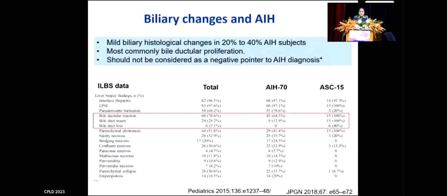Then going to the biliary changes. The biliary changes again are not classical or isolated to overlap syndrome. These are two very good studies which have shown that mild biliary histological changes ranging from ductular proliferation to bile duct injury are seen in 20 to 40% of AIH. Therefore, it should not be taken as a negative pointer towards a diagnosis of AIH.